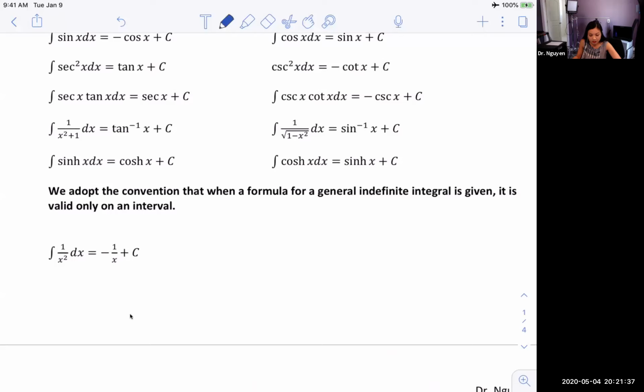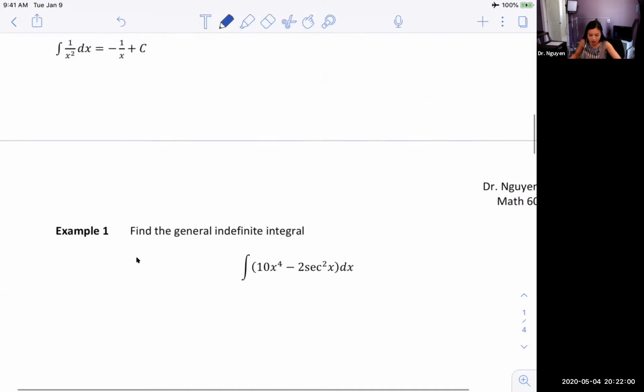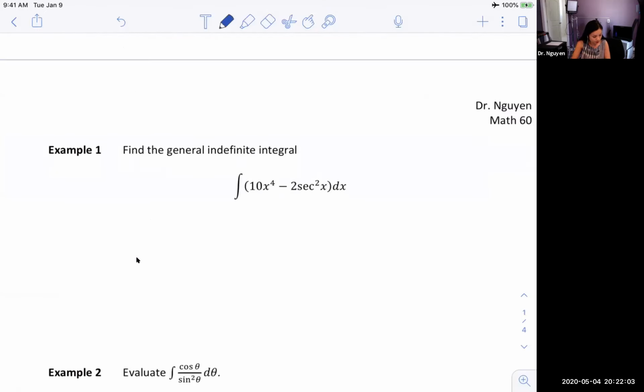We adopt a convention that when a formula for a general indefinite integral is given, it is valid only on an interval. So if I want to integrate this indefinite integral right here, make sure you add the constant c here. Okay, so let's do a problem.